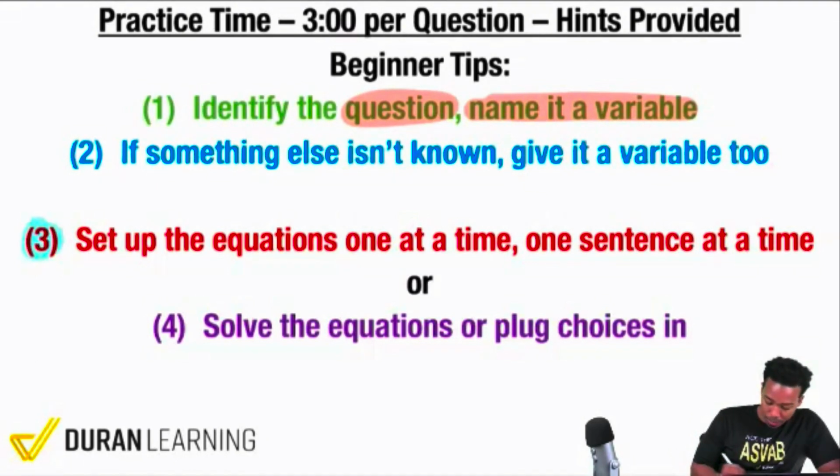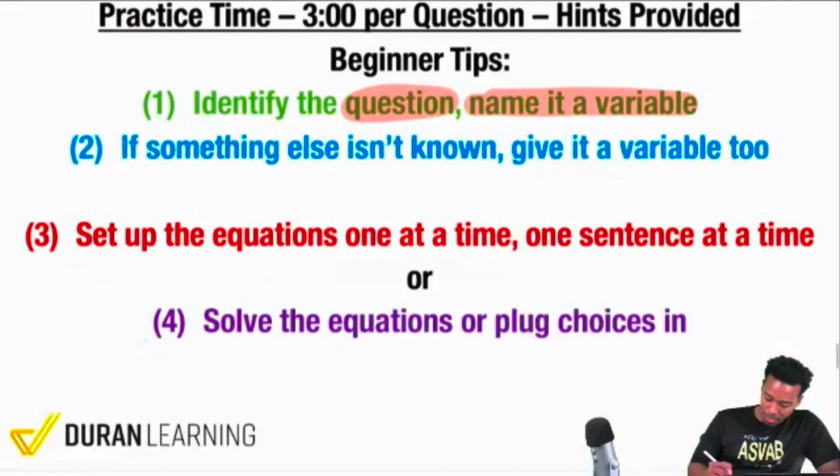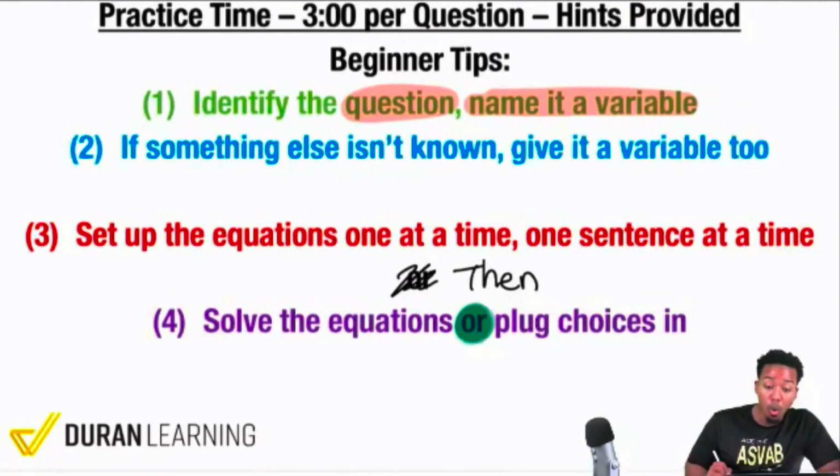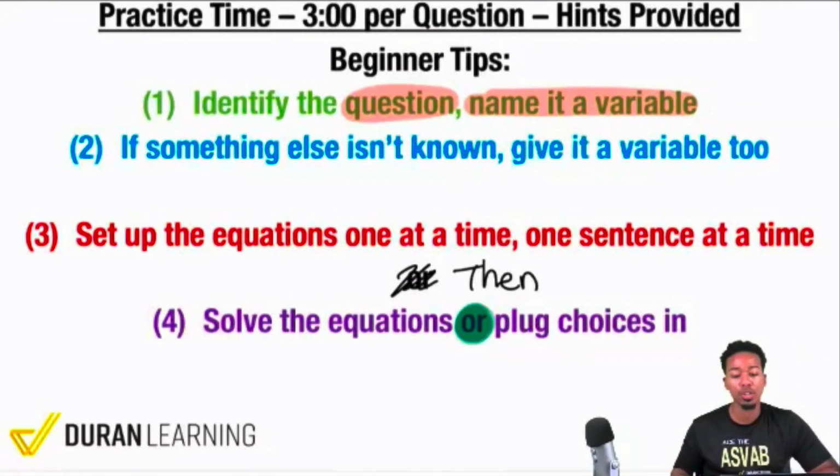Step 3 or 4. So either set up the equations one sentence at a time. Oh, excuse me, right there, I did mess up here. I was reading this for a moment. So step 3 is to set up the equations one at a time, one sentence at a time. And then, excuse me, that's my fault. Then solve the equations or plug the choices in.